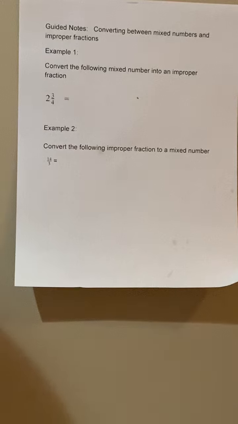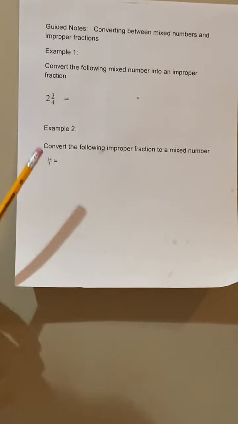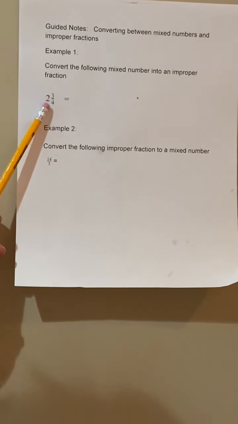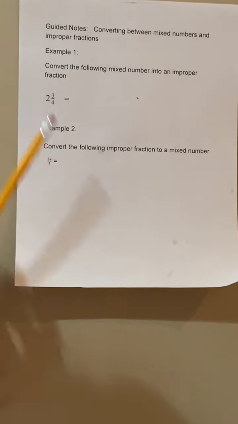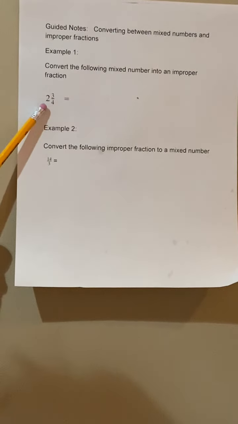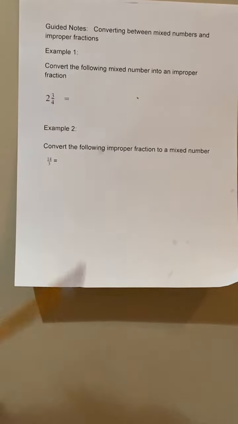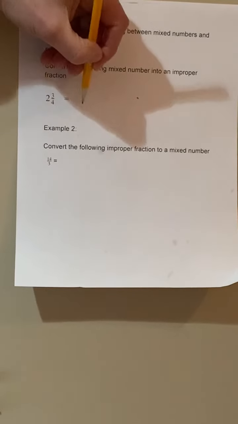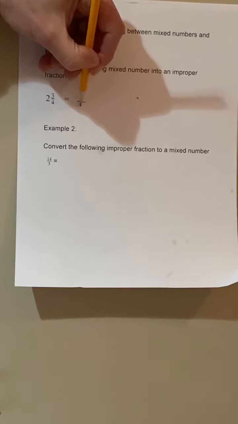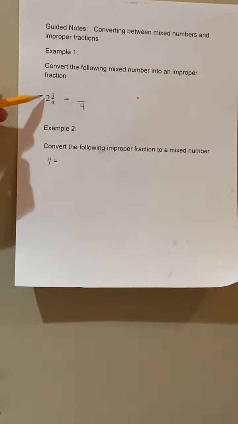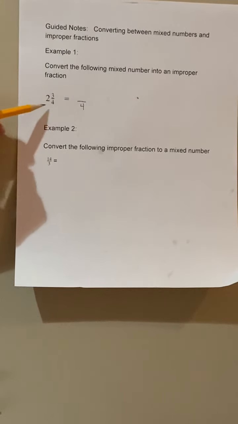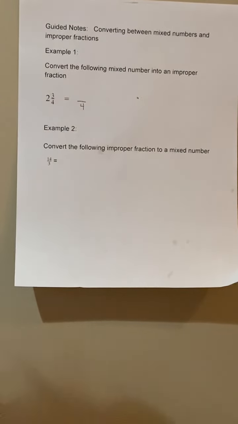along with me here. In example 1, it says convert the following mixed number into an improper fraction. We call 2 3/4 a mixed number because I have a whole number 2 and a fraction 3/4. When I make this into an improper fraction, I want just a fraction. The first thing that I should know here is my final fraction is still going to be over 4. I have 2 3/4, but I want to make this all just one number over 4.